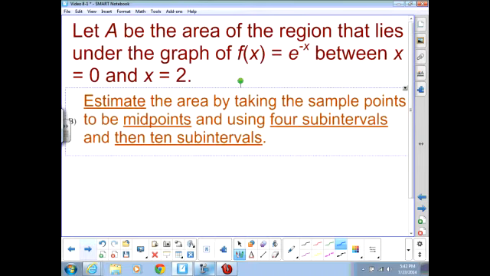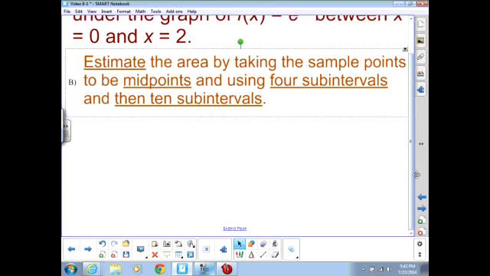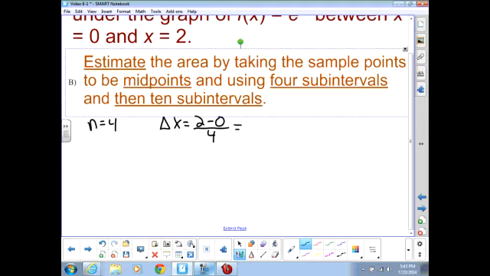Now the second type is using the same thing. We're going to look at a specific number of rectangles. So we wanted to start out, we're going to do 4 rectangles. So that means n equals 4. So our width, our delta x, remember, is b minus a over n. So 2 minus 0, our b minus a, over our n of 4, which gives us 1/2.